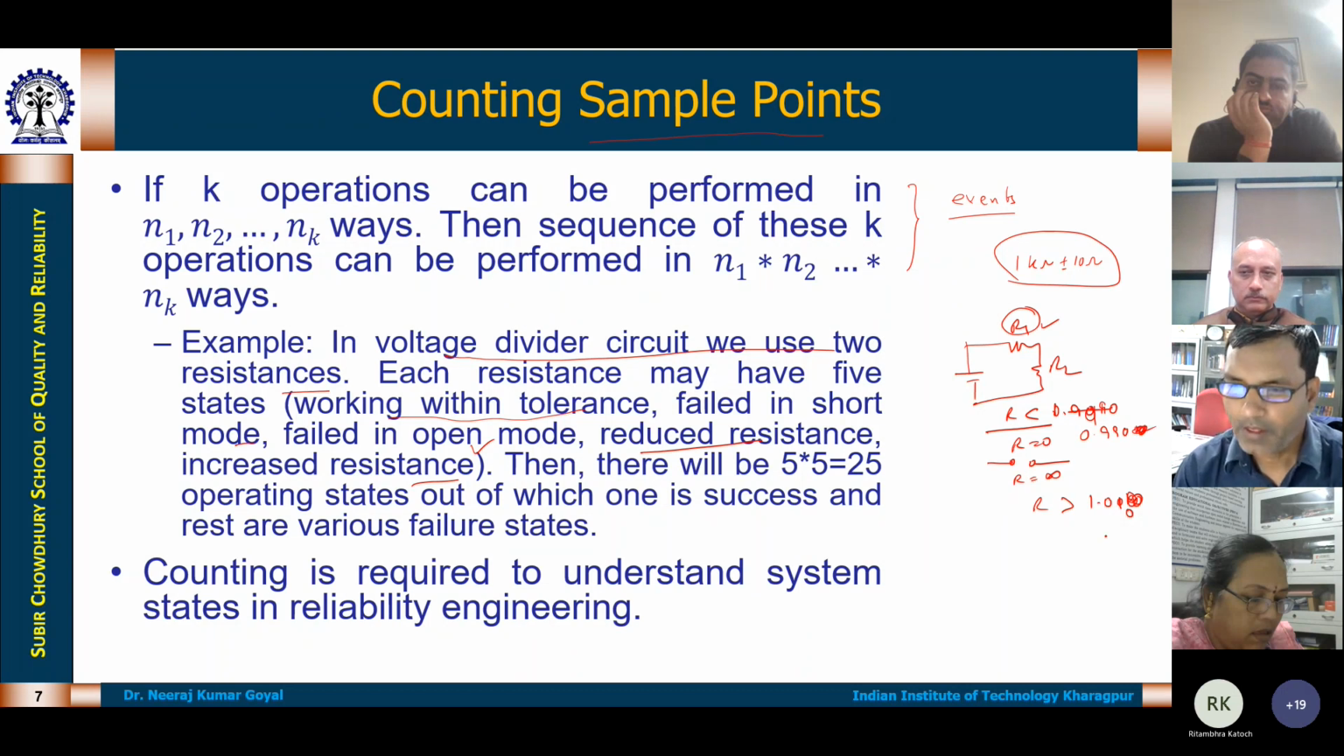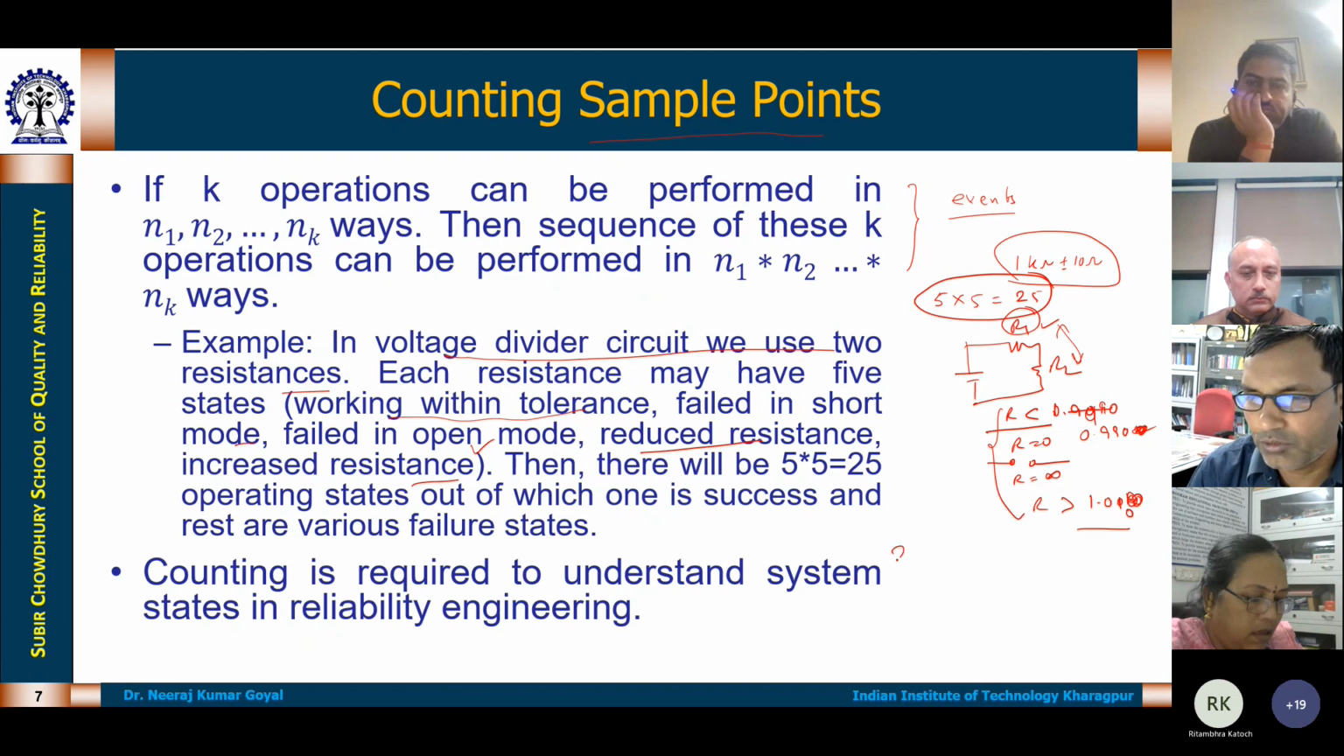So our resistance can have these 5 states, and both the resistances can have these 5 states. So how many possible combinations are there? 5 into 5, 25. That means this voltage divider circuit, based on the 5 states of each resistance, can have 25 possible states, or 25 possible sample points, we can say.